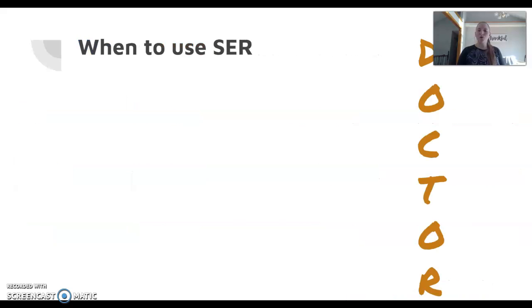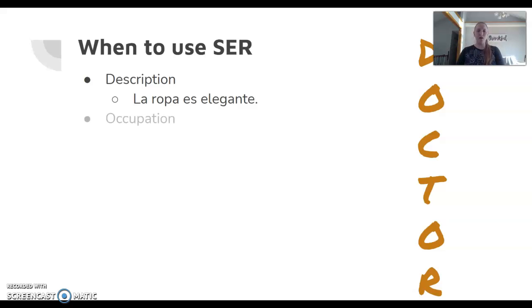Okay, so we have a couple of acronyms for when to use ser and when to use estar. So for ser, our acronym is DOCTOR, which stands for description, occupation, characteristic, time and date, origin, and relation. So I'm going to give you an example of each of those. So ser, description. La ropa es elegante. It answers the question, what does it look like? What are its physical traits?